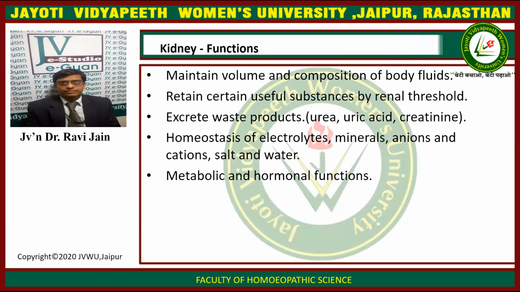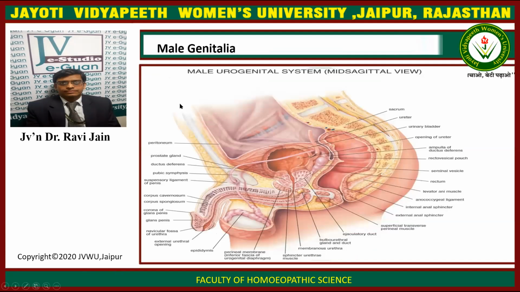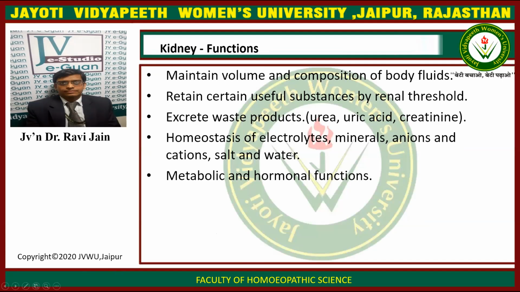So what are the different functions of the kidneys? The kidney has various functions, like it maintains the volume and composition of body fluids, because we all know that the filtration of the blood takes place through the kidneys. So it maintains the volume and composition of the body fluids. It retains certain useful substances by the renal threshold, because we all know there is filtration of the blood, there is selective reabsorption, there is excretion.